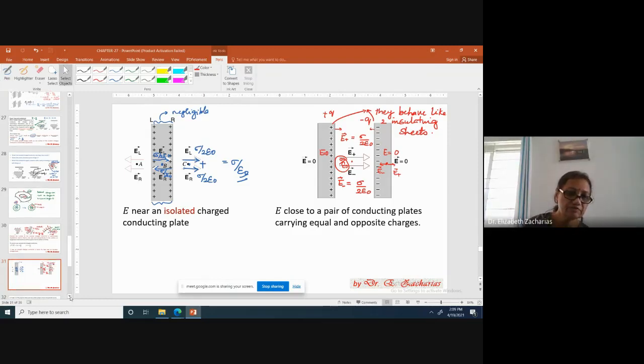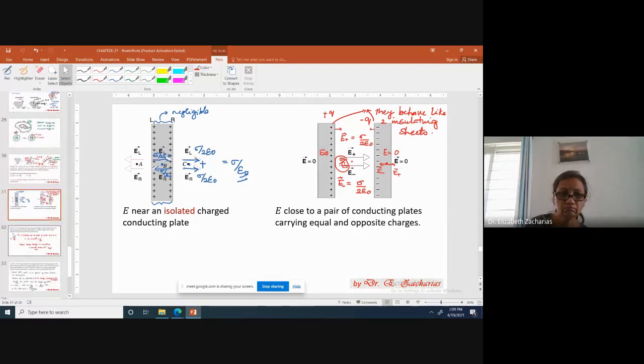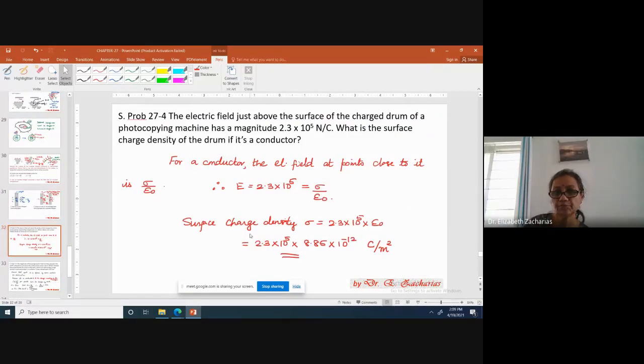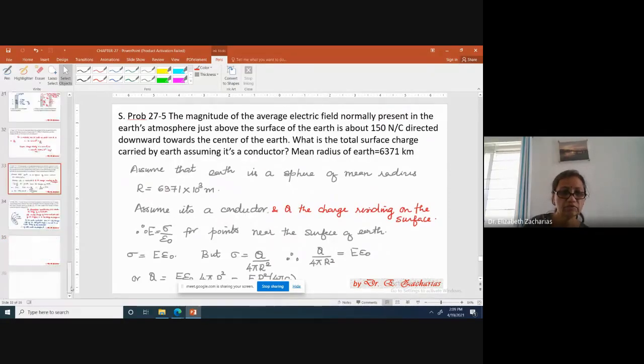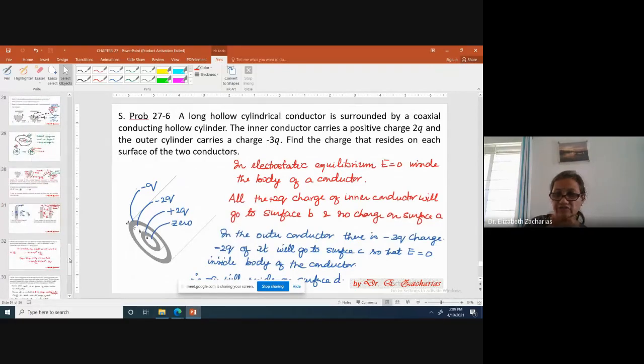So with this, I'm winding up the chapter. I just worked out the problem. You can just see this. Here also I worked out one. Then there is a third one I worked out. So in the current circumstances, I can't do better than this.